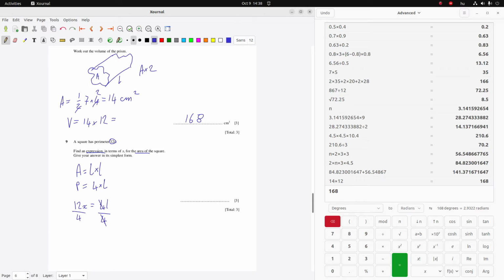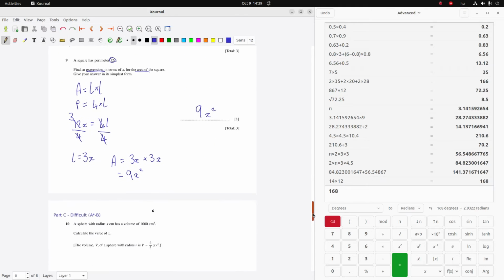That cancels. 4 divided by 4 is 1, so we end up with 1 multiplied by L. 12 divided by 4 is 3. So we end up with L equals 3x. And now we just fill our expression for L in over here. A is equal to 3x multiplied by 3x, which is 3 times 3 is 9, x times x is x squared. 9x squared. Very good.